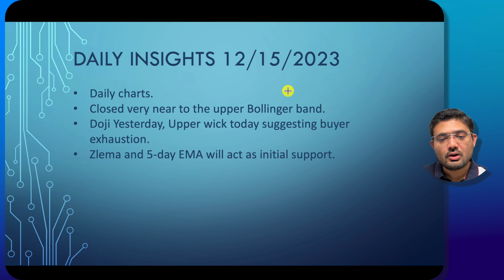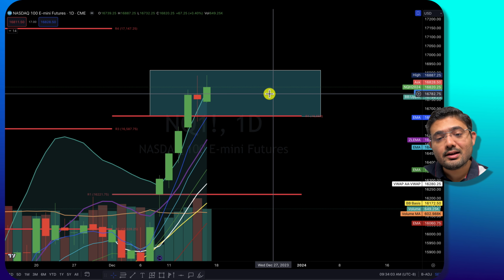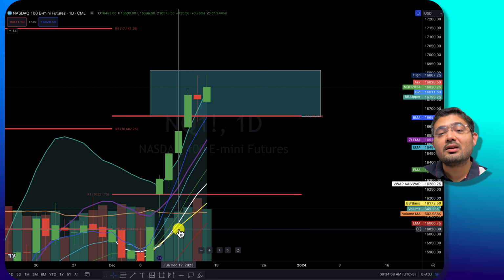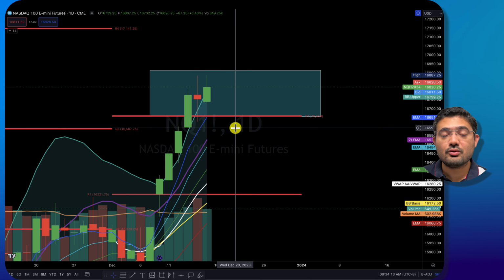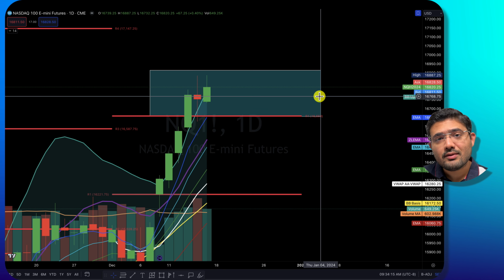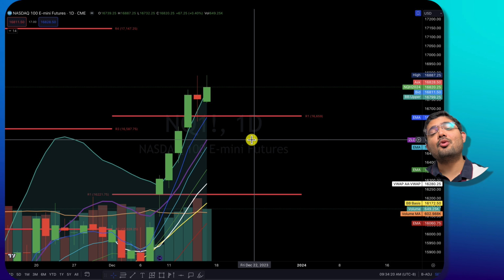If this consolidation happens, then I would conclude that as a very healthy consolidation, a very healthy digestion of all these astronomical gains that we have had in the past 15 days to 1 month. So it is very, very normal for the markets to consolidate and digest the gains and then go higher.